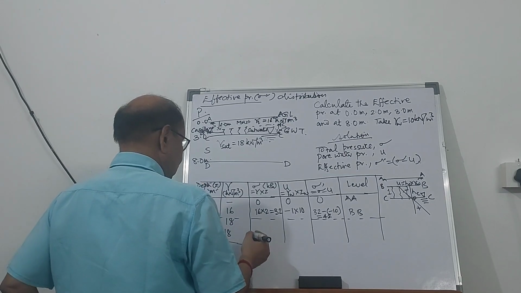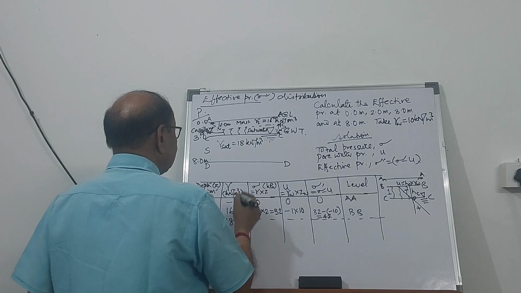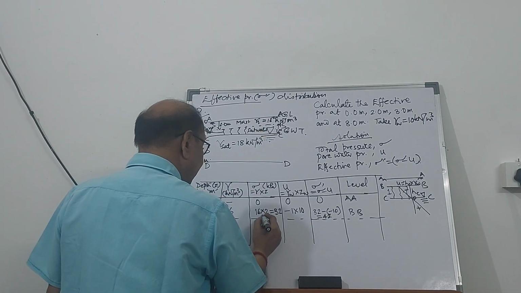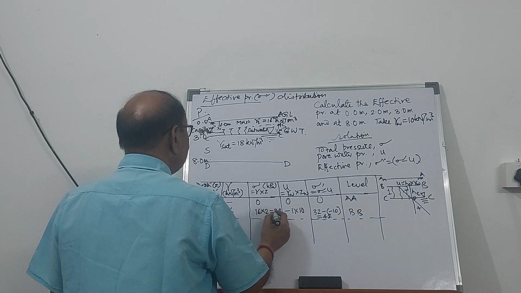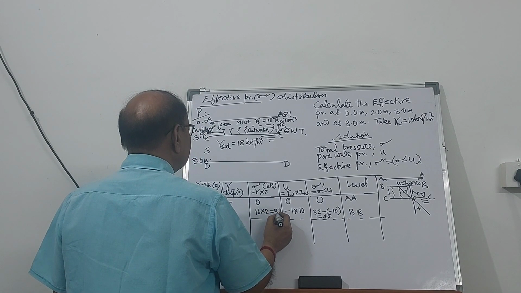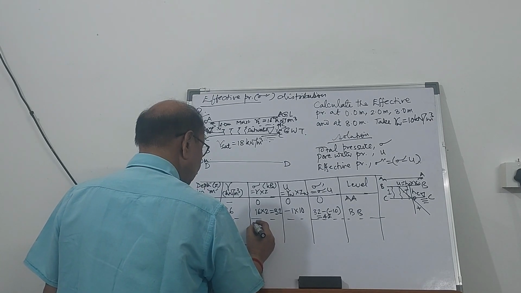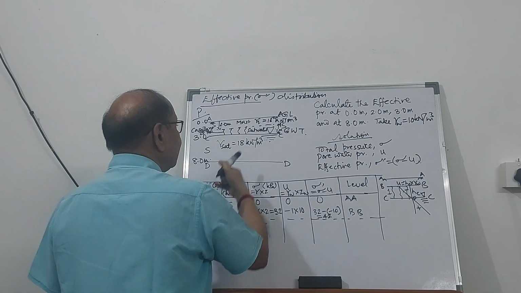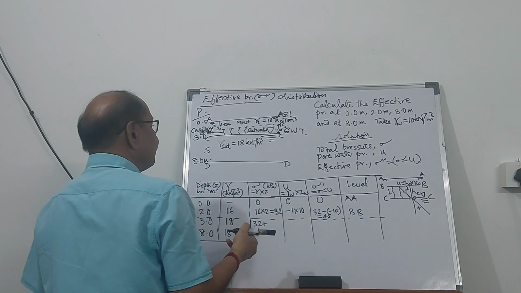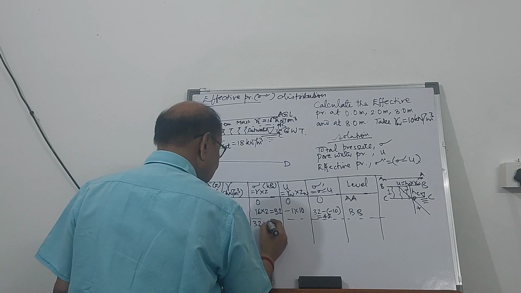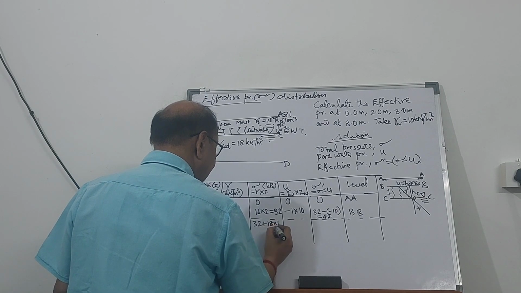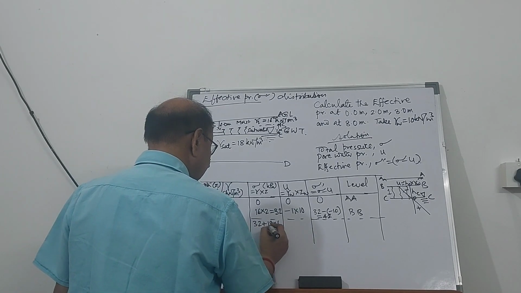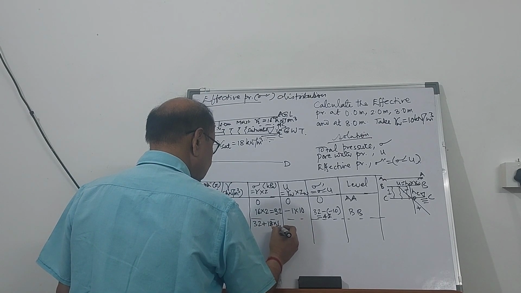Now, what is the total pressure? Total pressure is 16 multiplied by 2, that is 32, plus. This becomes now 18 because it is fully saturated with capillary water. So plus 18 multiplied by 1. So 32 plus 18, it becomes 50.